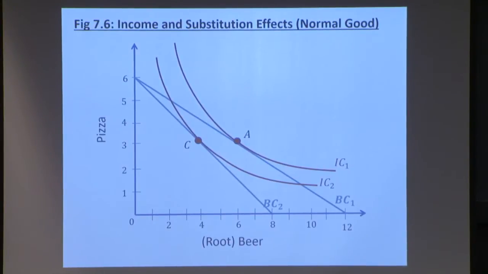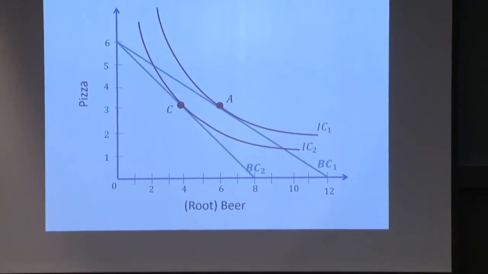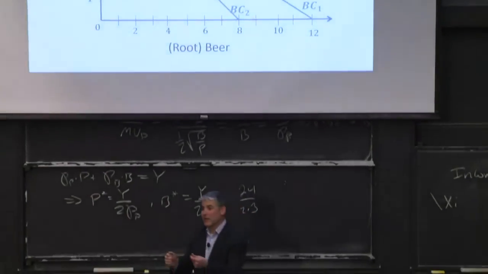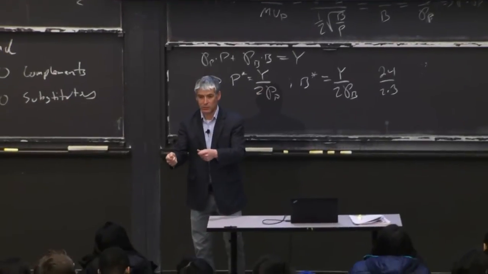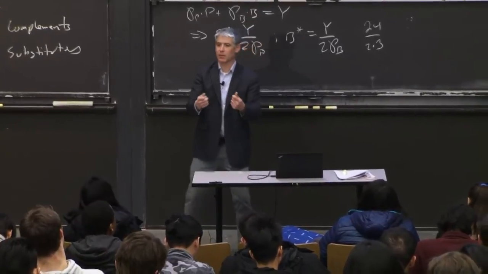But why? Actually, you can think of there as being two distinct reasons why I expect the quantity of root beer to go down when the price goes up. The first reason is that when the price of root beer goes up, it's a less good deal than it used to be. Relatively speaking, root beer is a worse deal, and pizza is a relatively better deal. So I would expect to find a desire to substitute away from the now worse deal root beer towards the better deal pizza. That's just about it being a better deal.